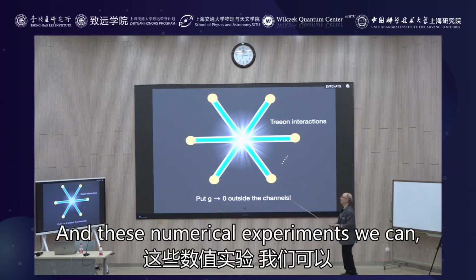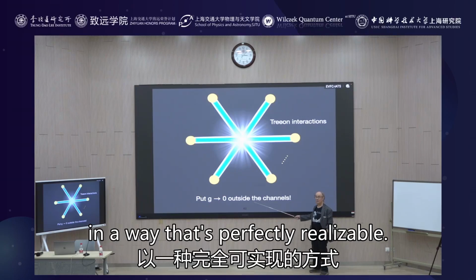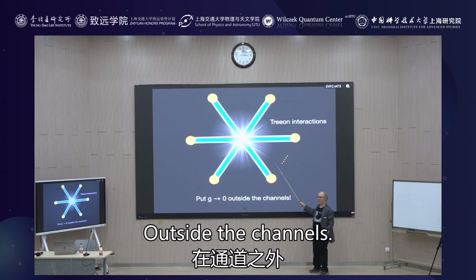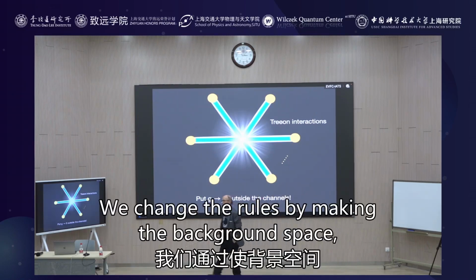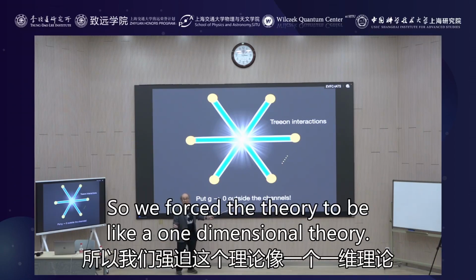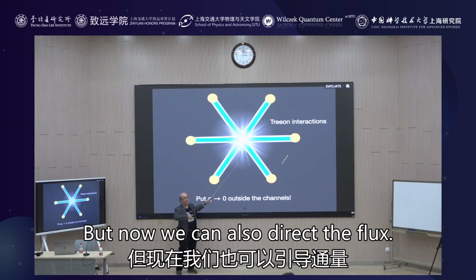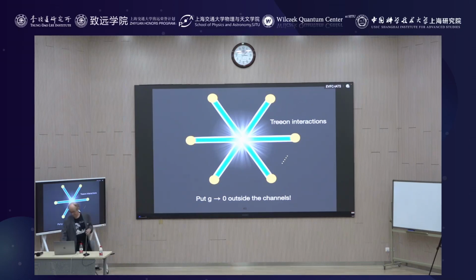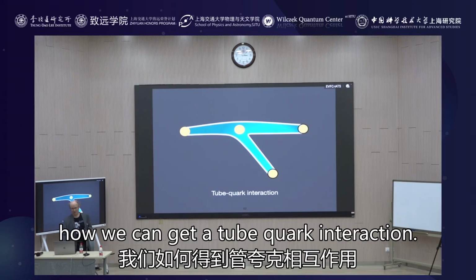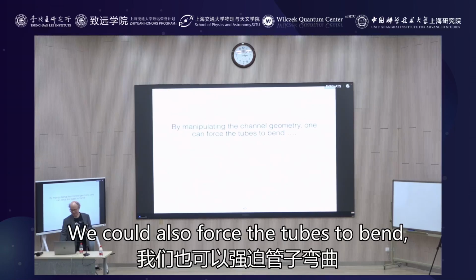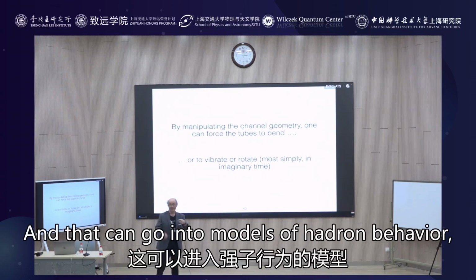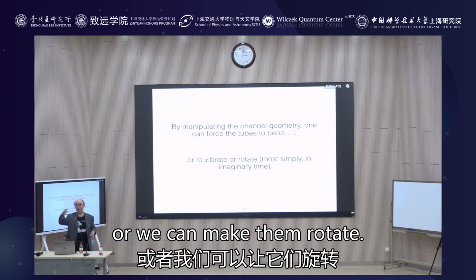In these numerical experiments, we can, in a way that's perfectly realizable, in fact, it simplifies the calculations, it's gauge invariant, everything you like, just put the coupling constant to 0 outside the channels. So we change the rules by making the background space-time inhomogeneous, and we can force the flux to be in channels. So we force the theory to be like a one-dimensional theory, which it wanted to be, but now we can also direct the flux. So here's how we can get the tube-tube interaction, how we can get a tube-quark interaction. We could also force the tubes to bend, see what their elastic properties are, and that could go into models of hadron behavior, or we can make them rotate.